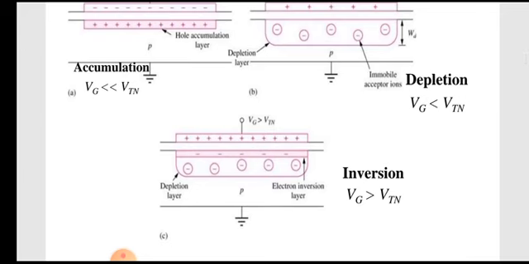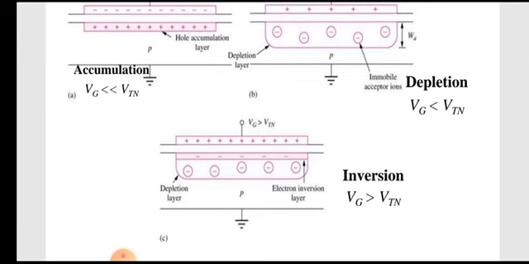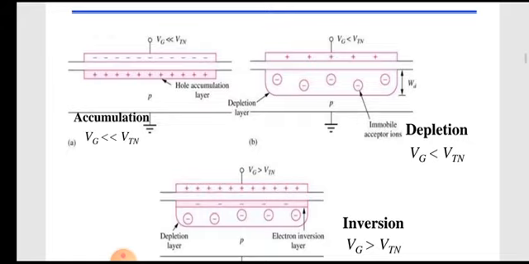Then the last region is the inversion region, where the gate voltage is greater than the threshold voltage. That phenomenon is known as the inversion layer, where we have a depletion layer and an electron inversion layer also created here. These are the three conditions we have to discuss.